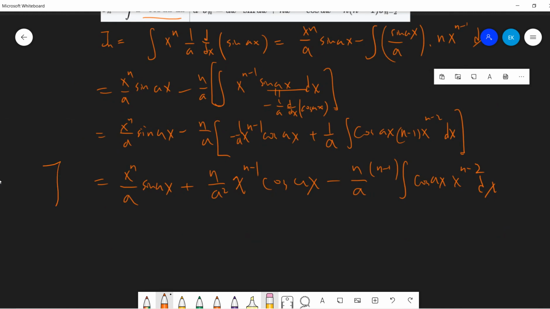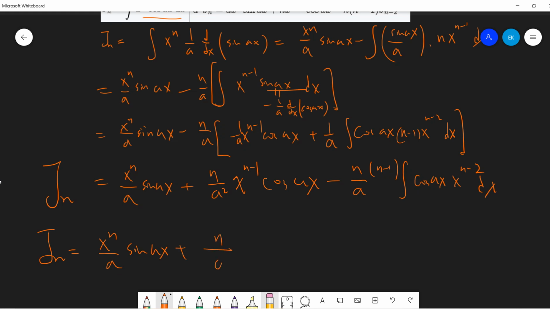Okay, so this is Jn, right? So Jn equals to this one plus this one. What is this? Remember there's a squared. Okay, what is this? So it's Jn minus 2, right? So we just times a squared.